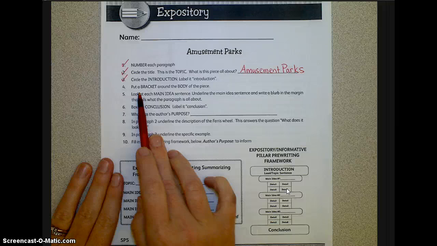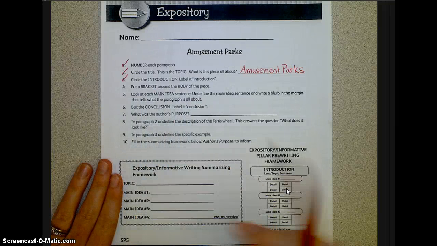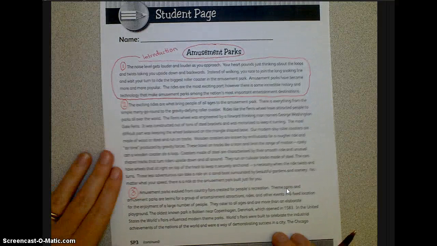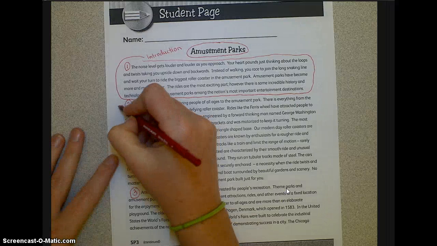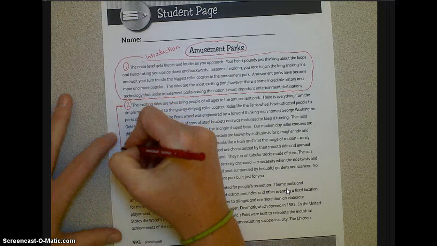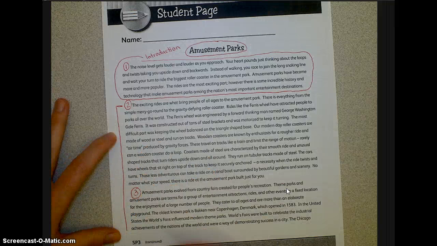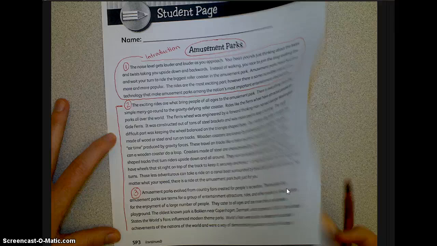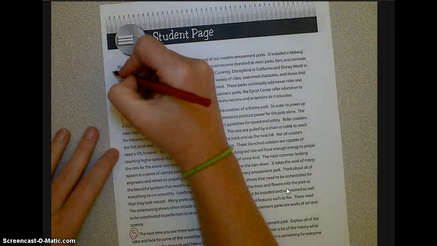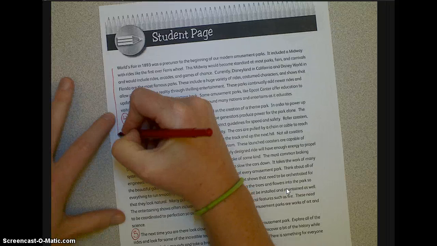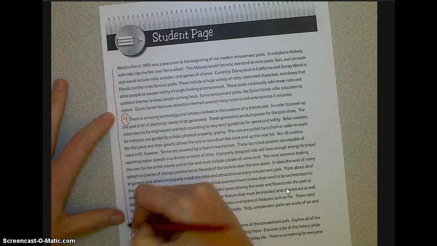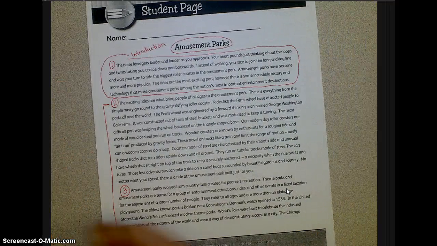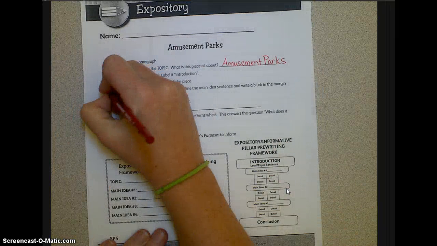Number 4 says put a bracket around the body of the piece. The body we know is anything in between the introduction and the conclusion. So our body starts at paragraph 2. We're going to draw a bracket, come down, but it continues on the next page. So flip. Continue down. All right. So we drew a bracket around the body, paragraphs 2, 3, and 4. That's our body, and we drew a bracket. So check off number 4.